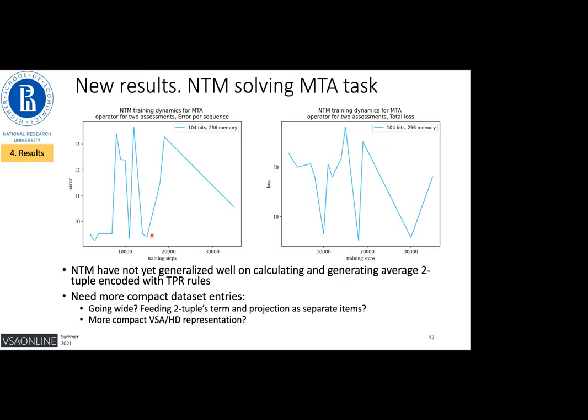So this brings us to the actual research questions. Can we make the input dimensionality smaller? Or maybe we can feed the tuple's elements as separate items instead of trying to pass the whole TPR to the network. Maybe we need to use some compact VSA HD representation, but then the question of information loss comes to the first point. At the same time, we heard in the talk by Paul Smolensky that TPRs can work with some noise with 99% accuracy. So maybe that can be the further direction. Nevertheless, this is my current state in this direction.